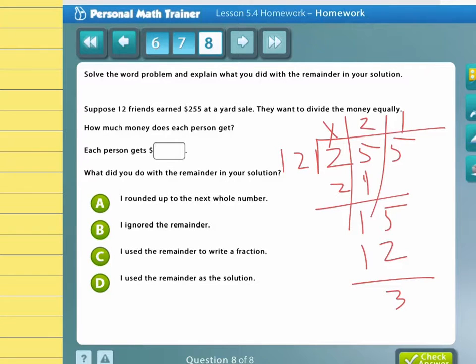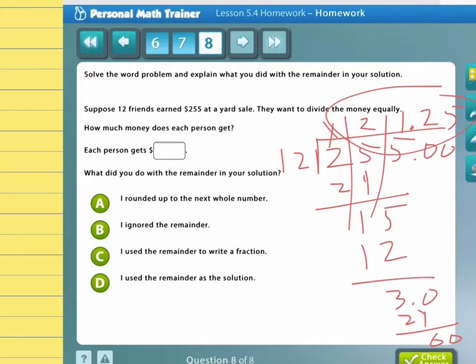So, what do you do with the extra money? Well, money you want to share, you can split that up. So what you do is you change that $3 into cents, and you divide that out. So 12 goes into 30. Go ahead and put your decimal point there. 12 goes into 30 2 times. 24. 6 left over. 12 goes into 60 5 times. So each person will get $21.25.